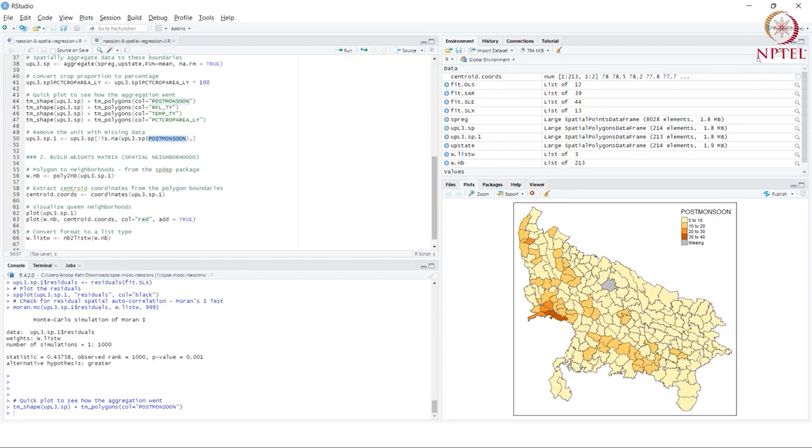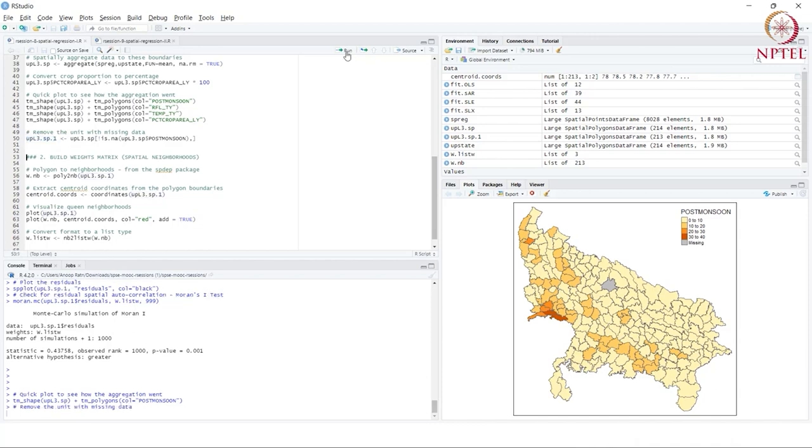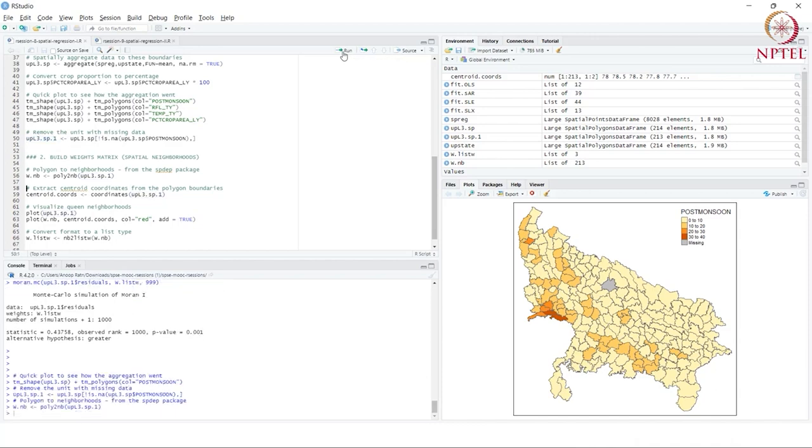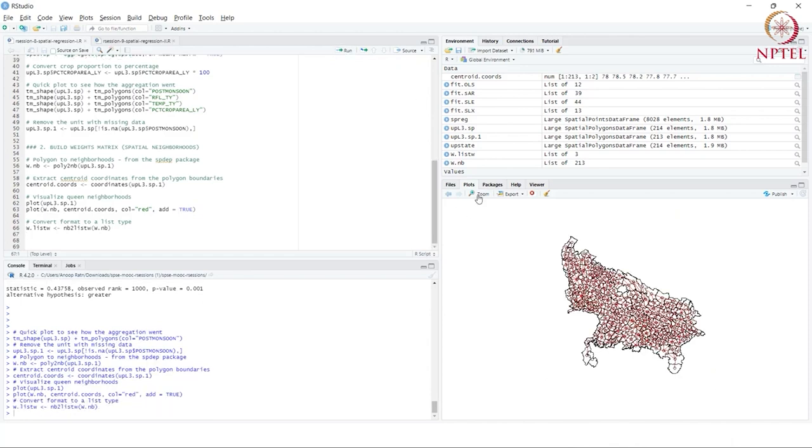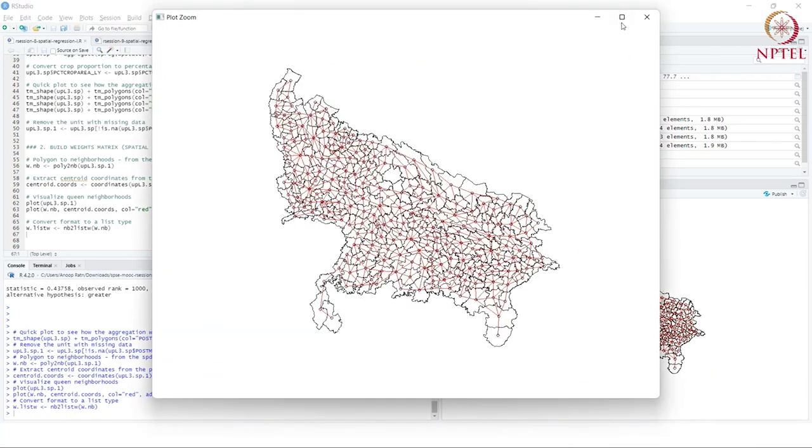So I think that gets rid of the one district. So I create a new data set, UP level 3.spatial.1. So dot one is the one where there's nothing missing. So that's the data set that we will use going forward. And then we built our weights matrix and we visualized the weights matrix as follows.